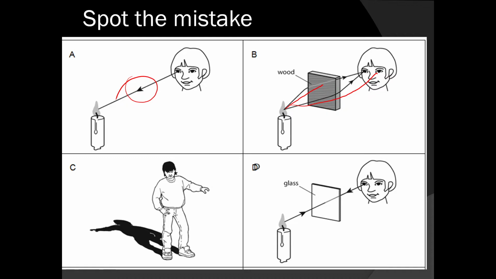The shadow's reversed. It's this arm that's out here, so the arm should be out on this side here too. And lastly, with the glass, we can see here again the arrow is pointing the wrong way. This one was correct, this one was not. So it should be going all the way through towards the eye.